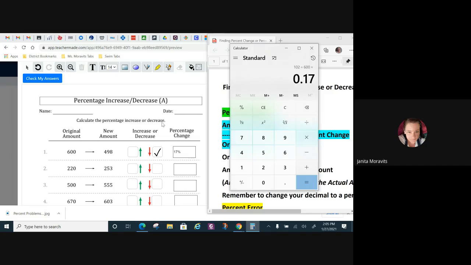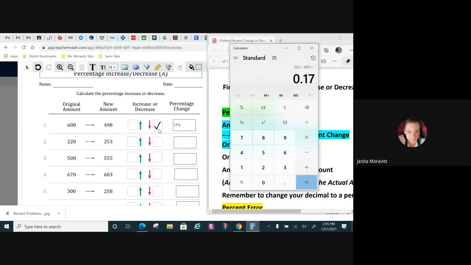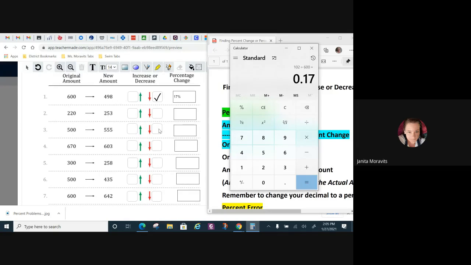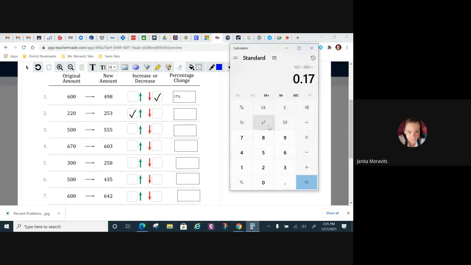All right. Now, let's look at the second problem here. And these all work the same way. We have the original amount is 220. And this time, there's more of it in the new amount. So if there's more of it, that means it was an increase. So we have 220 and 253. It went up.